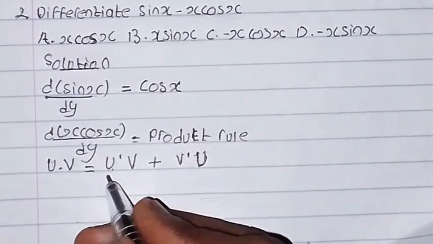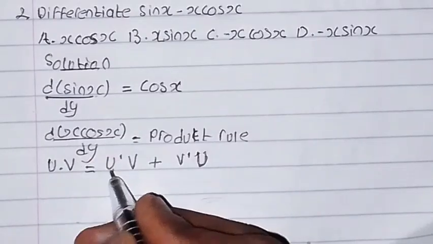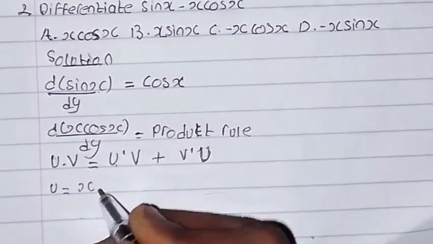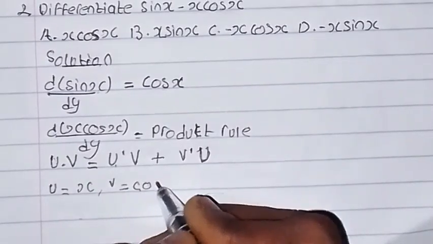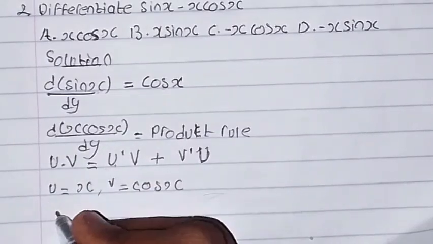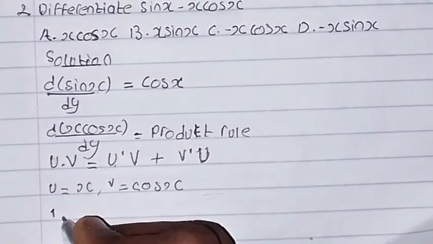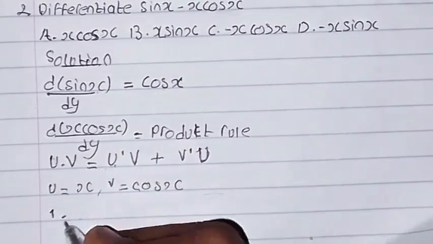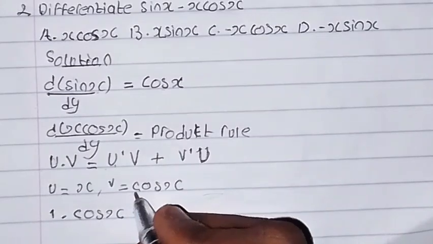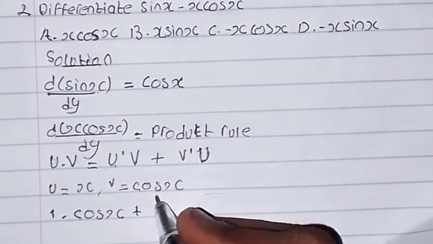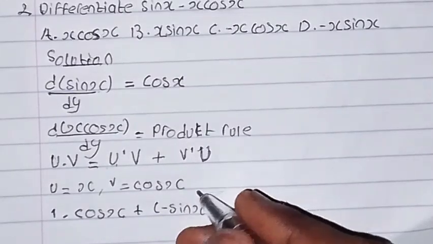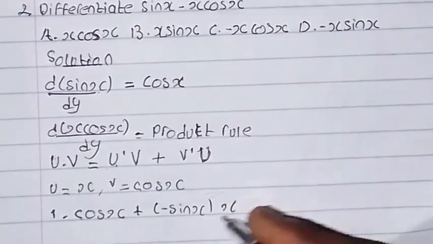So first off, let's do it for x cos x. We'll now see that in x cos x, u is equal to x and v is equal to cos x. The first derivative of u, which is x, is 1. So we have 1 multiplied by v, which is cos x, plus the first derivative of v. We said already that the first derivative of cos x is minus sin x. So let's put that in brackets, minus sin x, which we multiply by u, and u is x.